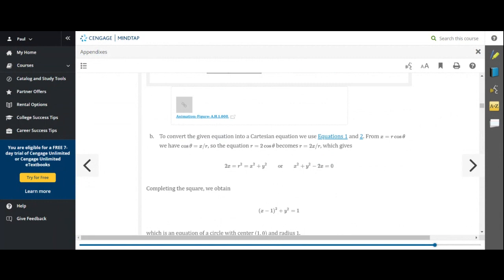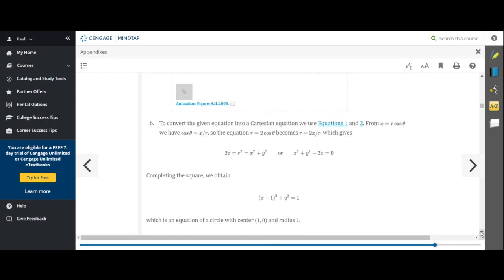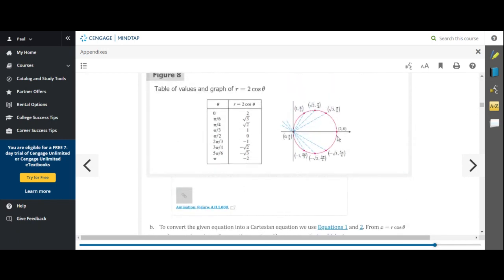That's going to be your Cartesian equation. And that does represent a Cartesian equation for a circle with radius 1 and center 1, 0. And you can see based on the polar curve, that is a circle centered at 1, 0 with radius 1. Okay, are there any questions on that? Any questions at all?